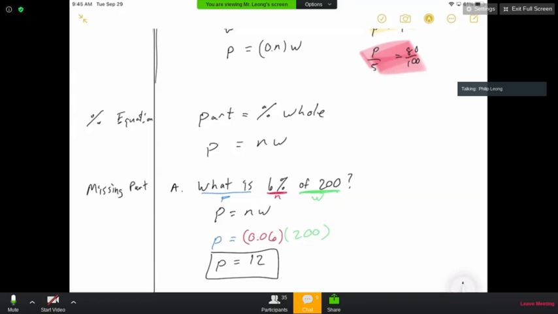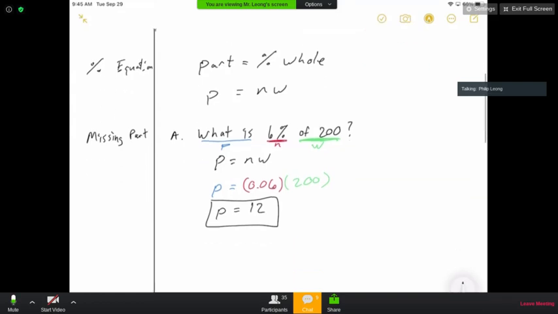Okay. So let's do a different example. Missing part's easy because, again, all you're doing is going to multiply. And that's why some people like this, because it's actually really quick. But again, the really key part here is changing the percentage into a decimal. If you don't do that, you're going to get 1200, and that's going to be too big. Okay? All right, let's try a different one.